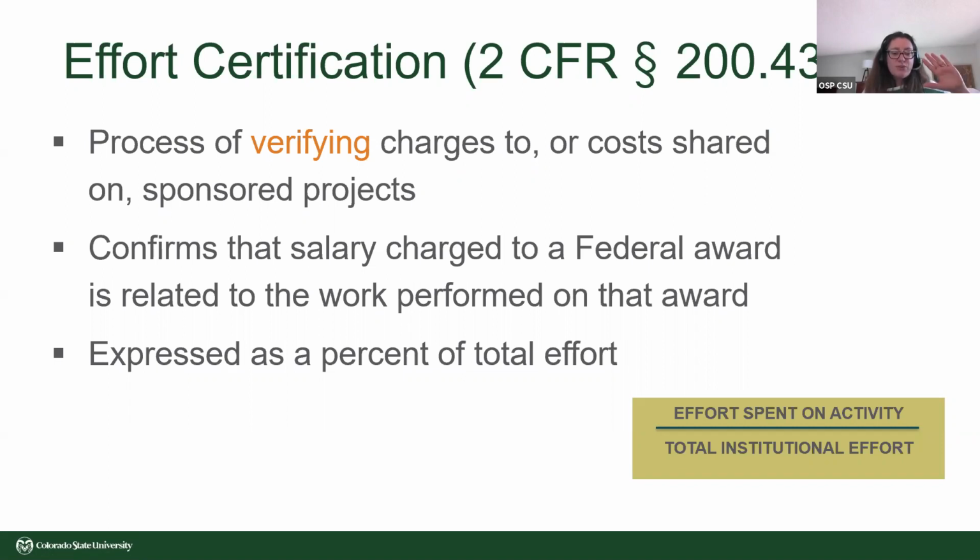So an investigator proposed 5%, but they spent way more time. Okay, that's fine. The problem comes in when the investigator proposed 5%, but they really only spent 2% of their time working on it. They can't charge 5% of their time to that award. Okay, and effort is expressed in the percent of total effort. And I think you've seen that on other slides when we talked about budgeting.